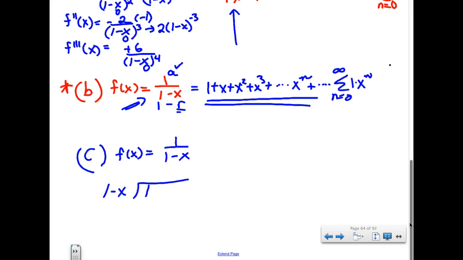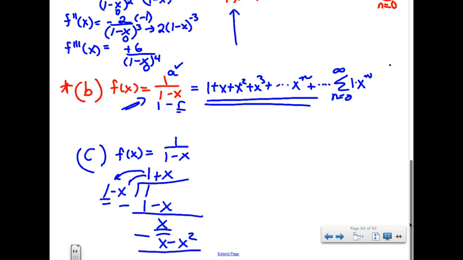Well, when I do this, I'd get a 1, and then I'd multiply it in, and I'd get 1 minus x. I'd have a 1 minus x. When I subtract those, I'm going to get 0 minus a negative x, which is x. And then I'm going to take x and divide it by 1 and get an x. And when I multiply that back in, I get x minus x squared. And then when I subtract those levels, I'm just going to get x squared. And I'm going to divide again, and notice I will generate that same series.